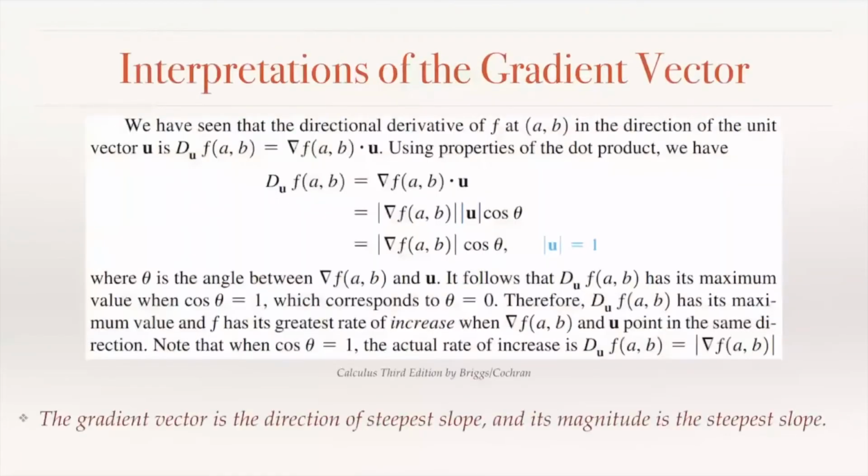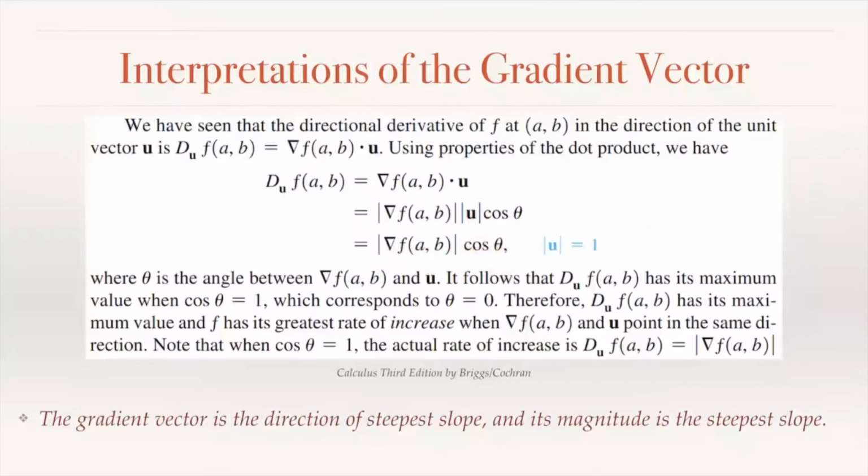Okay, and what does the gradient mean intrinsically? So we've seen that the directional derivative is grad f dot u, and now let's look at the geometric definition of the dot product. So remember that the geometric definition of this would be the magnitude of the first part times the magnitude of the second times the cosine of the angle in between them. But u is of unit length, so it's just 1. The magnitude is just 1, so it goes away. And therefore, the directional derivative is the magnitude of the gradient times cosine of theta.